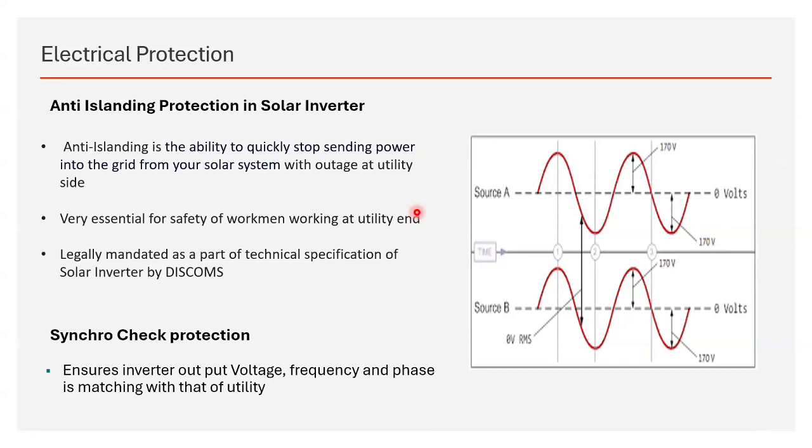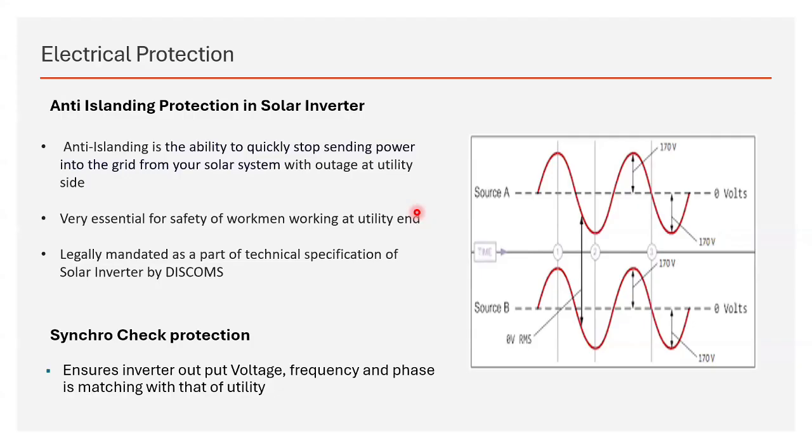So you can think of a situation when there is no utility power supply, and my solar inverter is continuously pushing power to the utility during daytime. What will happen at the distribution transformer? It will get stepped up and feed the 11 kV system. Though the VA rating is very, very low, it can create a hazardous voltage. So the anti-islanding feature is very, very essential for the safety of the workman at the utility end.